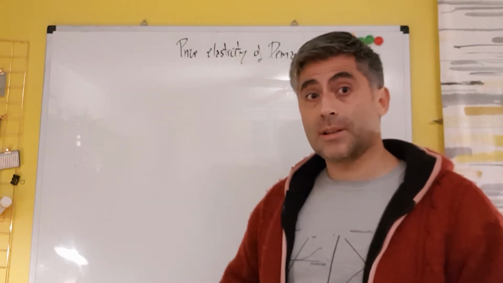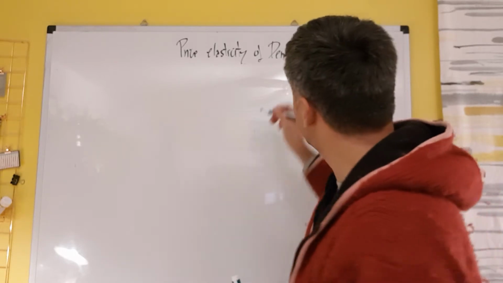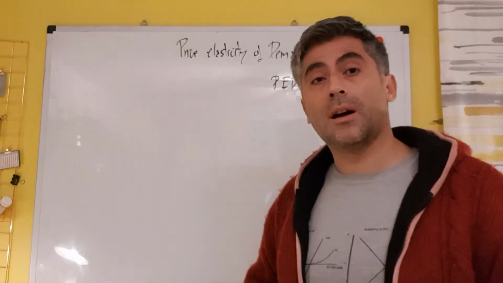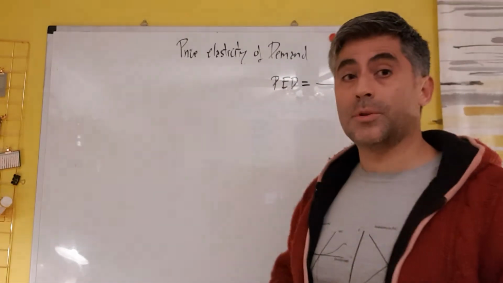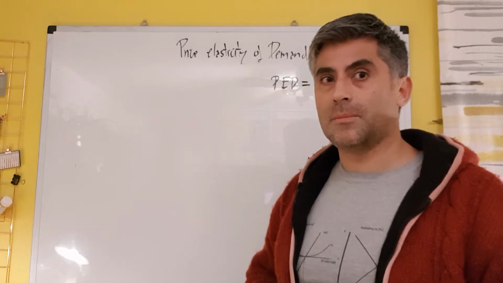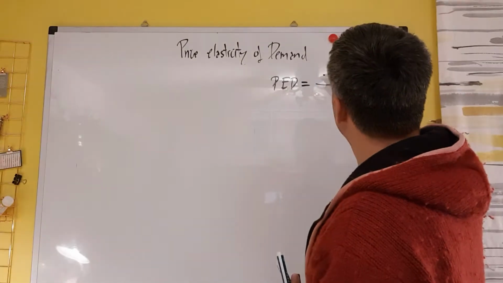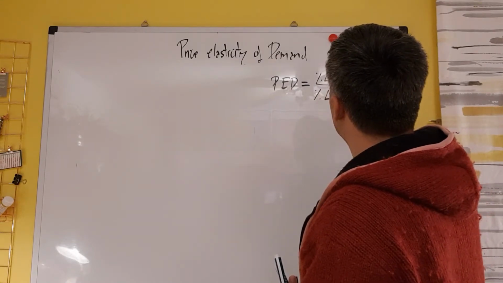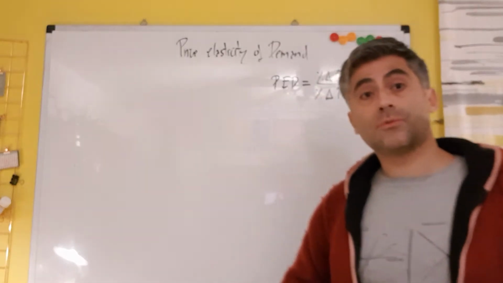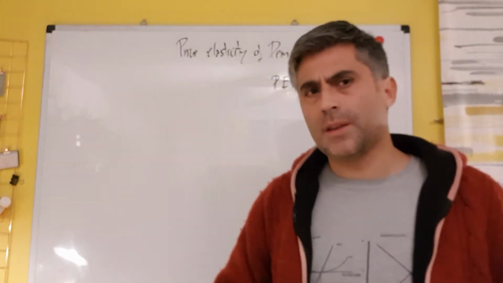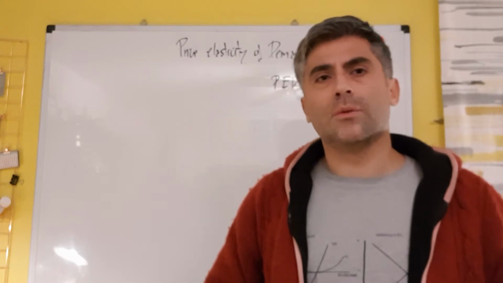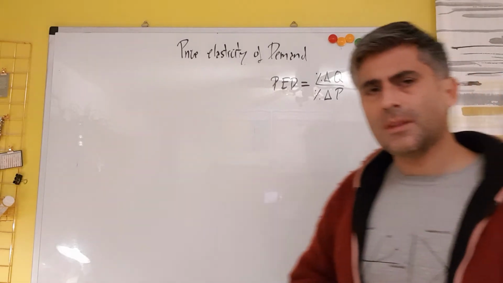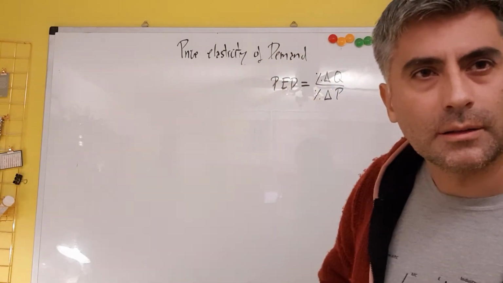So to calculate price elasticity of demand, PED, we need the percentage change in quantity divided by the percentage change in price. So just remember, our denominator here is price. How is quantity reacting to price? So therefore, price goes at the bottom and quantity at the top. I'm not sure how clear that is there. Okay.